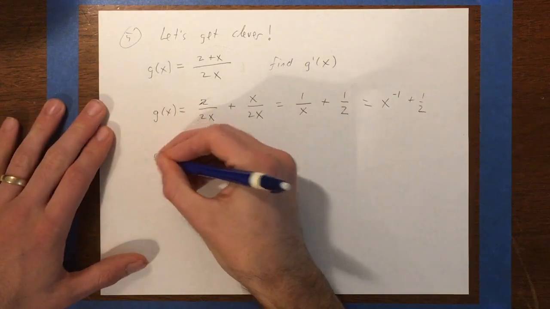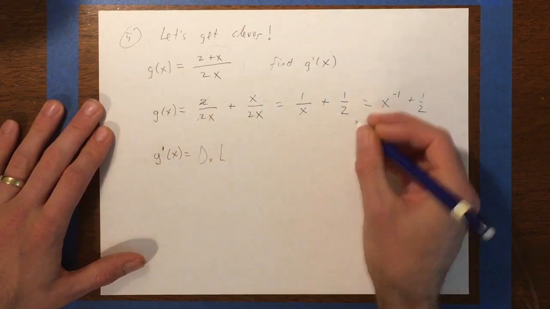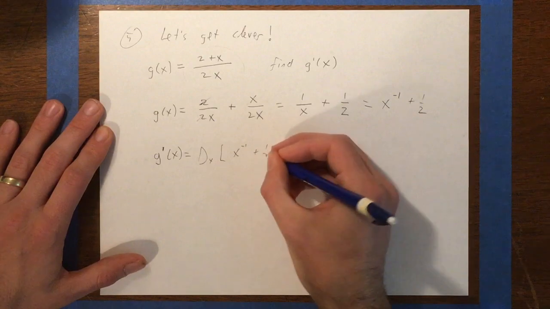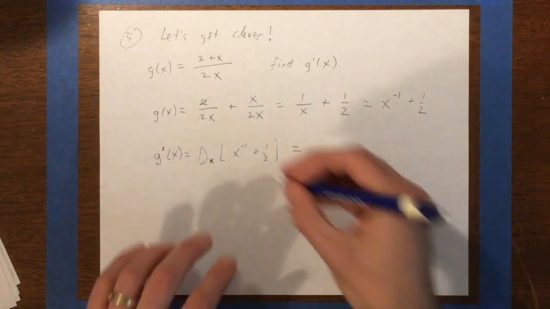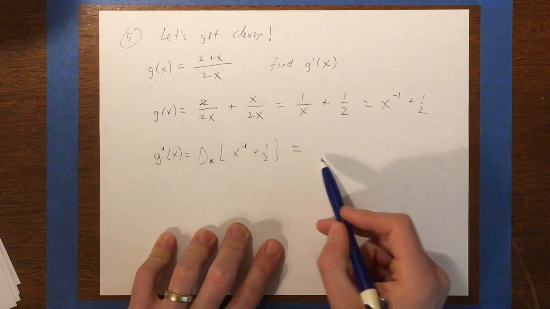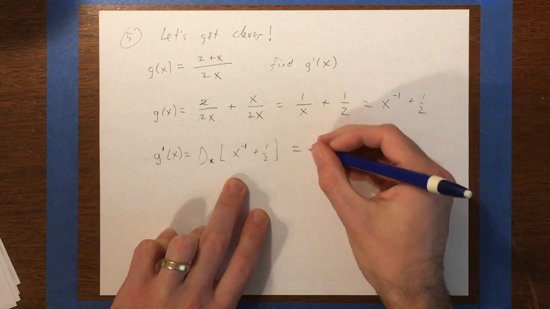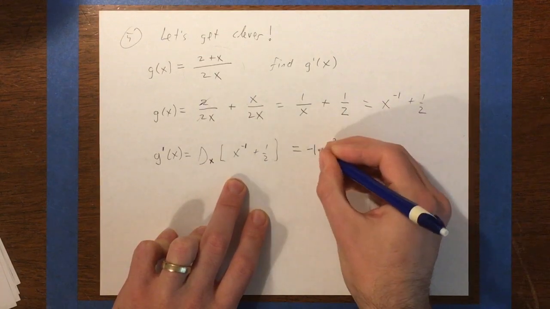So now if I want to figure out g prime, the derivative of this function, all I need to do is differentiate the x to the negative 1 plus 1/2. And for that, let's do it in one step here, like pros. All I need to do is take x to the negative 1, apply the power rule to that. So I'll have negative 1 times x to the negative 2, right?